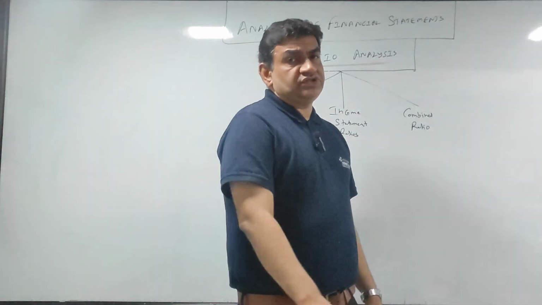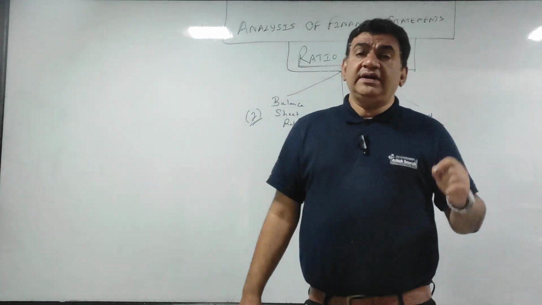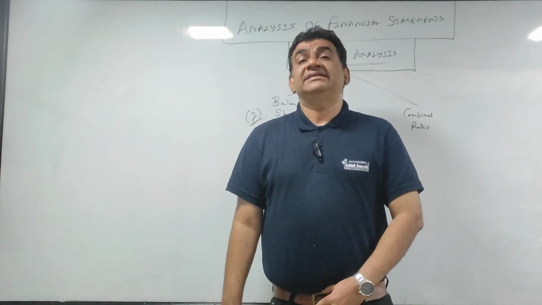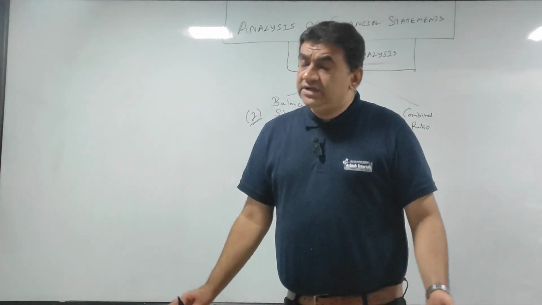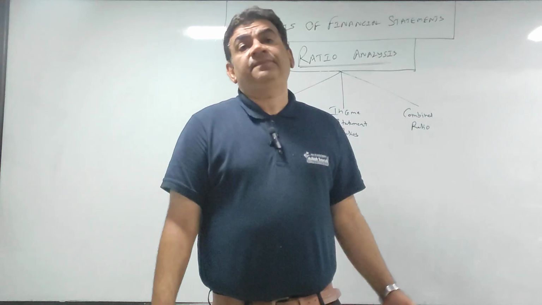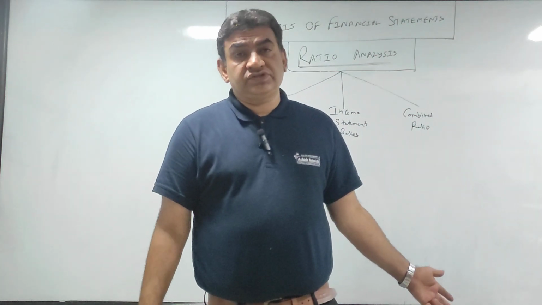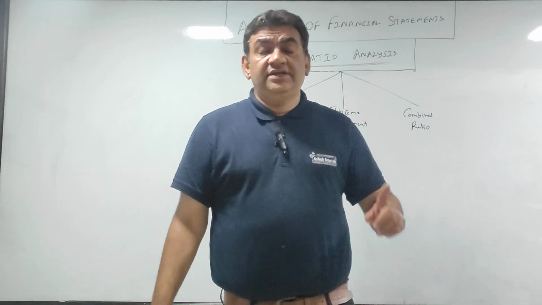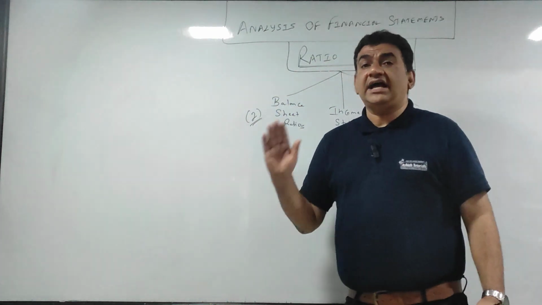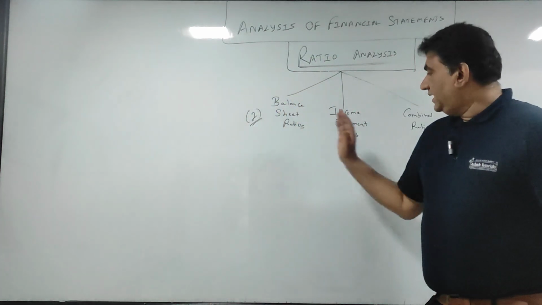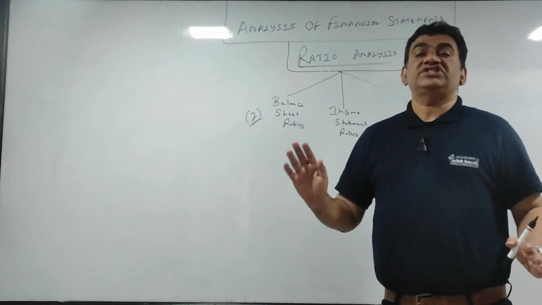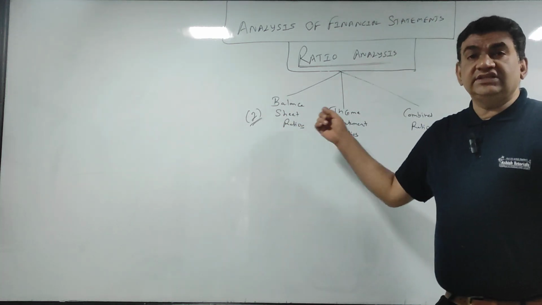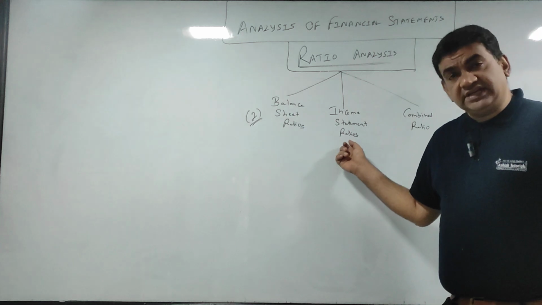Income statement ratios. Now income statement ratios are those ratios where you need the income statement, that is trading and P&L. From the trading and P&L we can calculate the ratios. Those ratios are called income statement ratios. So for balance sheet ratios you need only the balance sheet, for income statement ratios you just need trading P&L. Here I don't need trading P&L, here I don't need the balance sheet.